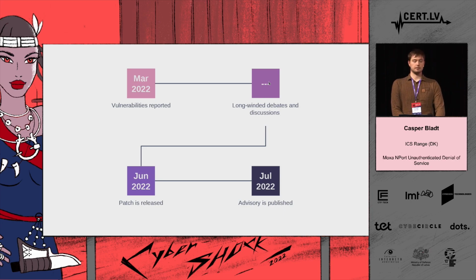We were ready to report these vulnerabilities in March this year, and following that were long-winded and annoying, heavy discussions about when and where and the CVSS score. Then ICS-CERT in the USA said, this is the CVSS score, and then Moxa said, no, it's not. But we ended up finding a middle way, I think it achieved 7.5, and a patch was released, and Moxa published an advisory.